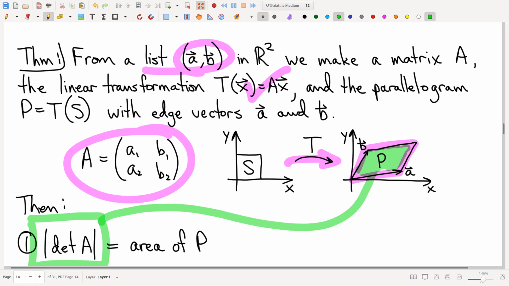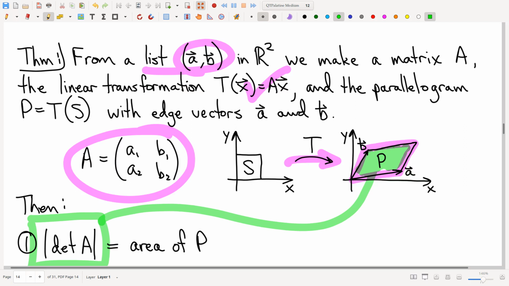The transformation here started with an object whose area was 1, and then it produced an object whose area was that absolute value of the determinant. So this transformation stretched areas by a factor that is this absolute value of the determinant.